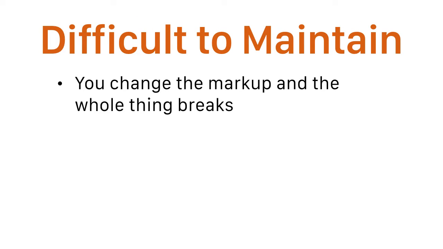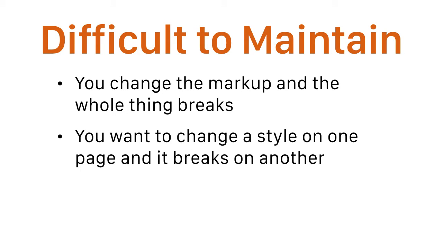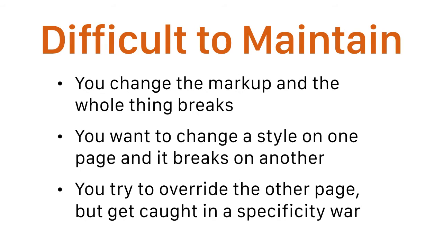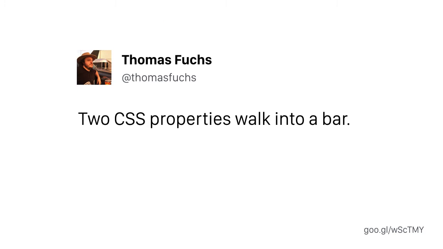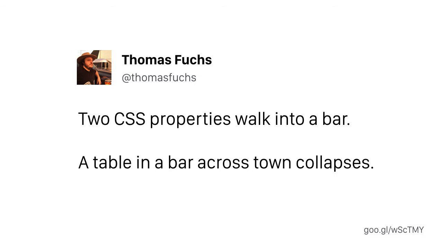Another problem is that CSS at scale is difficult to maintain. You change the markup and the entire thing just falls down like a house of cards. You want to change a style on one page, and you finally got it set up so this one class works on two pages, but it ends up breaking another page without you intending to. You try to override the other page, but now you're caught in a specificity war. And again, this reminds me of one of my absolute favorite CSS jokes. Two CSS properties walk into a bar, and a table in a bar across town collapses.